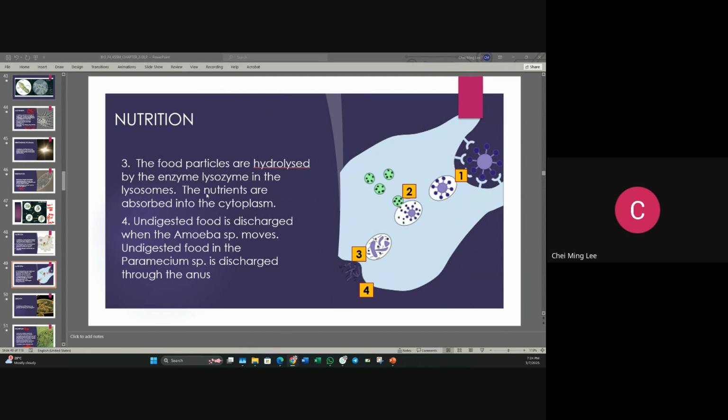So the way both amoeba and paramecium digest inside them is almost similar. They need the lysozyme and food vacuole, but the way to excrete the waste is different. Amoeba will just move away, but paramecium, because it has its own special organelle, will release it through the anus.